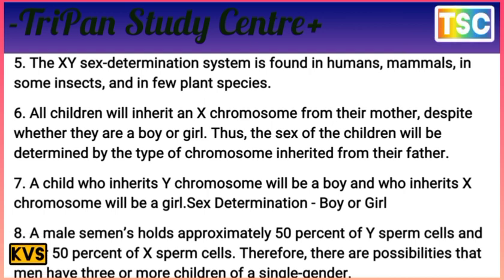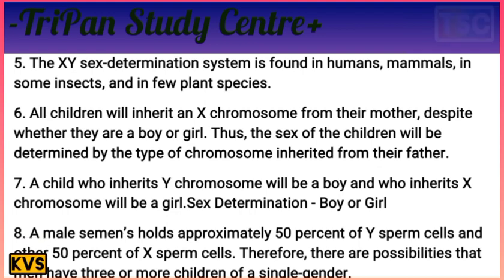The male semen holds approximately 50% Y chromosome and 50% X chromosome sperm. And therefore there is a possibility that a man has 3 or more children of a single gender. That is important.